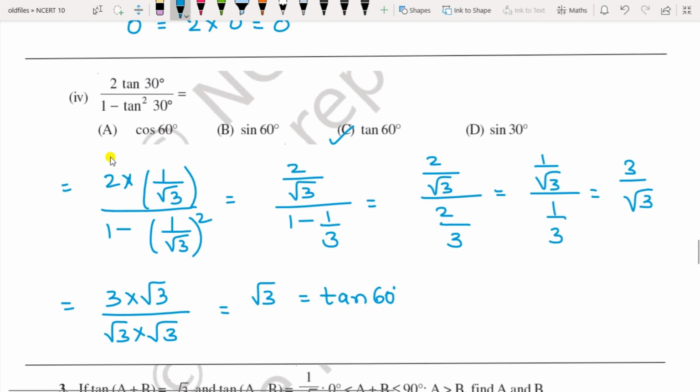In this case here, 2 tan 30 upon 1 minus tan square 30. Just now we have solved above. So this is 2 into 1 by root 3 upon 1 minus 1 by root 3. So if you solve the same way that we have done above, you will get it. The answer will be root 3. So this is tan 60, the correct value.